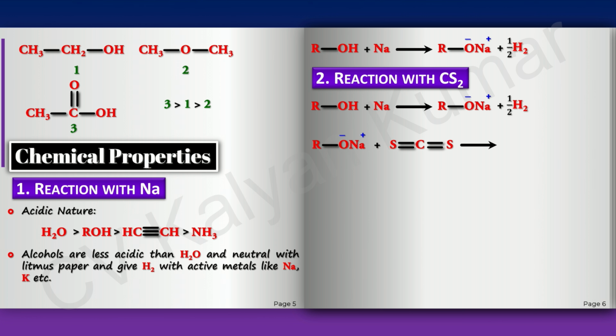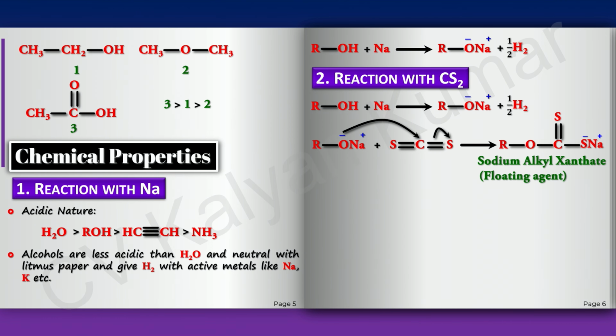Obviously, O minus is nucleophilic and carbon here is electrophilic because remember, sulfur is more electronegative than carbon. So O will attack the C and the pi bond will shift to S. So what do you get? You get the sodium salt. And this is called sodium alkyl xanthate. And it is also called a floating agent.